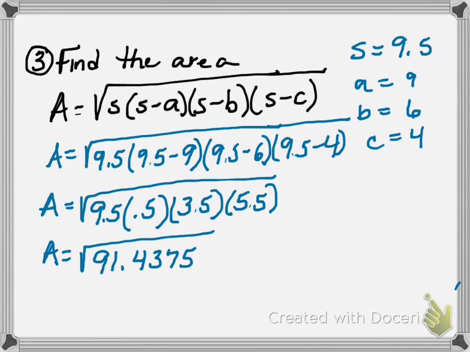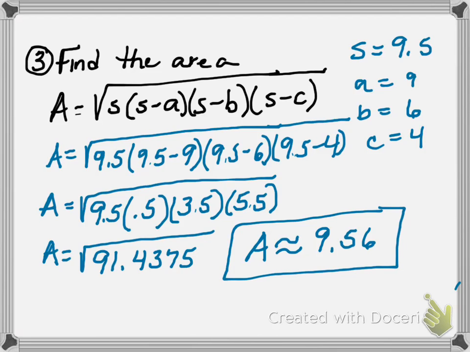When I do, I get 91.4375. So the area is equal to the square root of 91.4375. Using my calculator again, I get my square root, and this is an approximation. So A is approximately equal to 9.56. And you're done because that's your area. This one doesn't give you any units, otherwise you would have units squared. And that's it. I hope that you're able to do these particular problems.